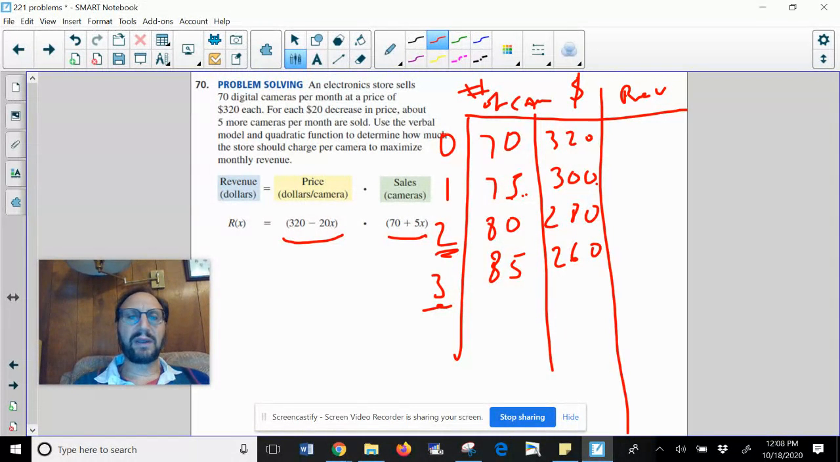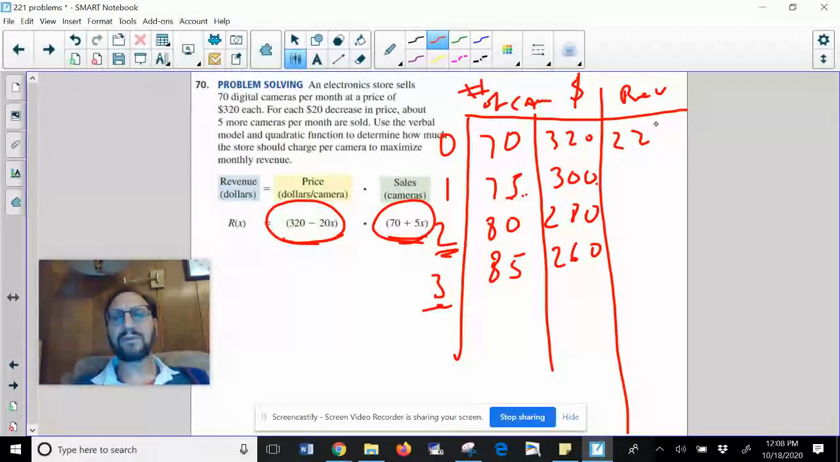All right, so let's see what we can talk about first of all. We have the price and we have the sales, and we multiply those together to get the revenue. So for instance, if you multiply 70 times 320, that's 2240. I should probably check that and make sure I'm not making a fool of myself here. 70 times 320 is 2240. I need an extra 0 there. All right, so $22,400. That's how much revenue they'd have.